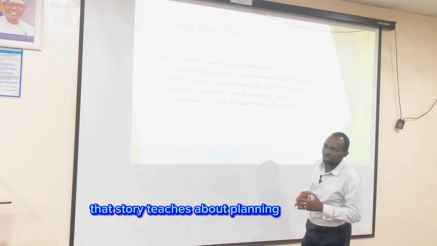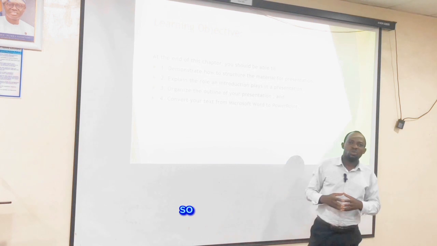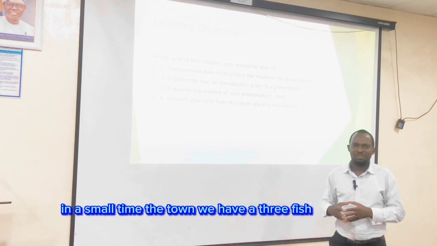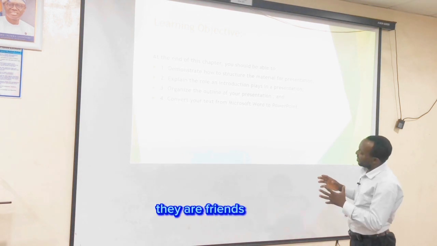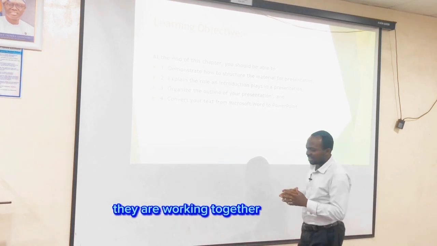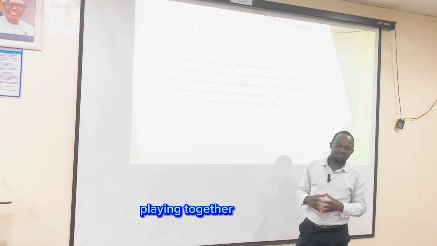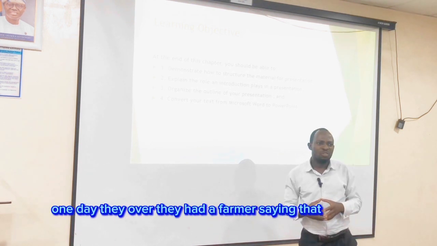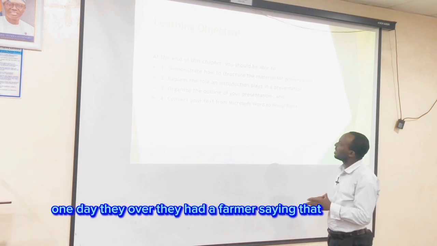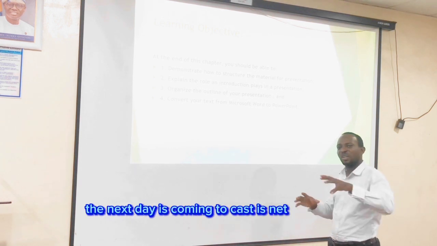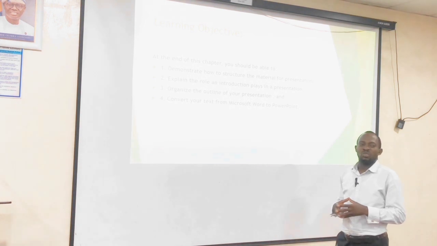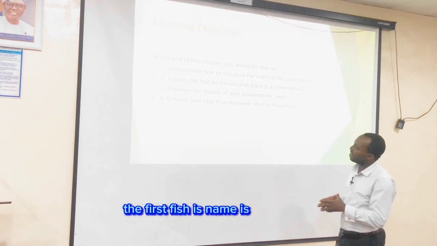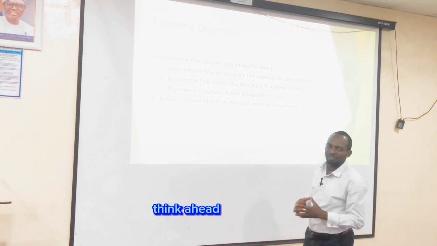But before I start, I want to quickly begin with a story of 3 fish. That story teaches us about planning. In a small town, we have 3 fish. Those 3 fish are friends. They are working together, playing together. One day, a farmer said that the next day he was coming to cast his net at that same river. The first fish's name is Think Ahead.